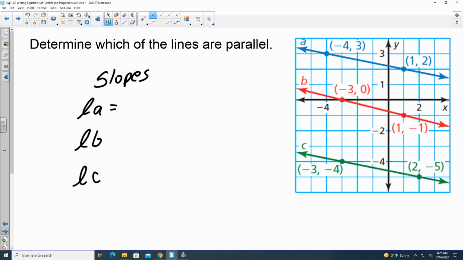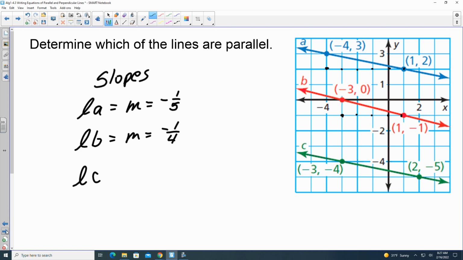The slope of line A looks like it goes down 1 and to the right 1, 2, 3, 4, 5. So negative 1/5 is our slope for line A. If I look at line B, the slope goes down 1 and to the right 1, 2, 3, 4. So negative 1/4 is our slope for B. At the moment, line A and line B are not parallel because they don't have the same slope.